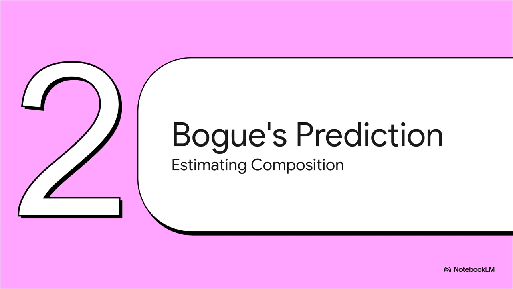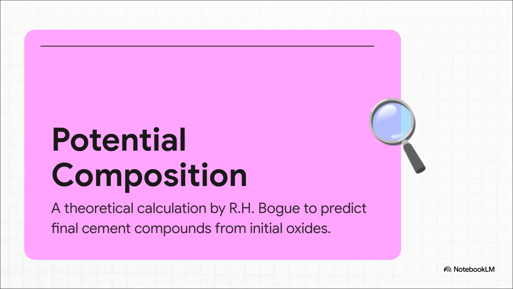Well, for a long, long time, the best tool anyone had was basically a prediction. Back in the early 20th century, a scientist named R.H. Bogue developed a set of equations to try and estimate the final composition, all based on what you put in at the start. Bogue's method gives us what we call the potential composition. And that word, potential, is doing a lot of work here. It's so important because it's not a direct measurement of what's actually in there. It's more of a highly educated guess, a theoretical outcome based on that starting recipe.